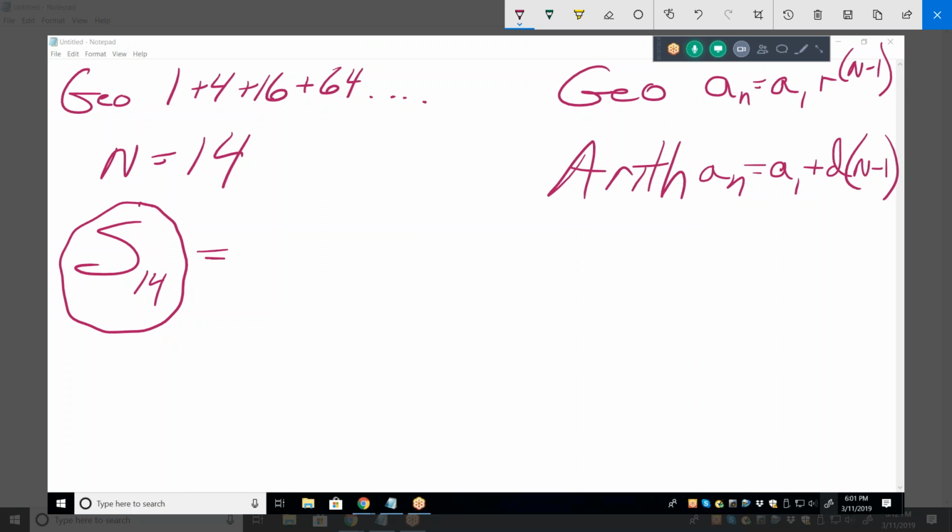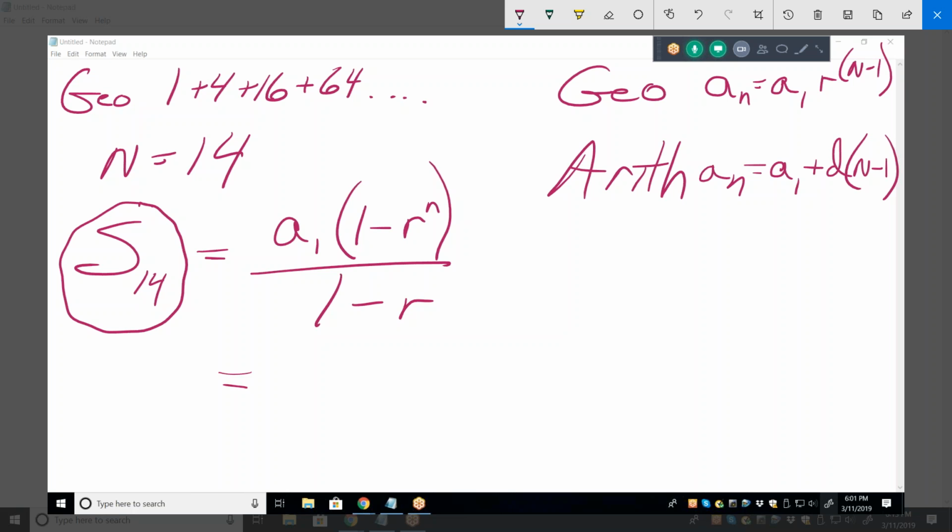Yeah, s sub n equals a sub 1, parentheses 1 minus r to the n, over 1 minus r. The a sub 1 is multiplying it. So it's a sub 1 times the quantity 1 minus r to the nth power, and also over 1 minus r. Okay. So let's plug everything in that we know.